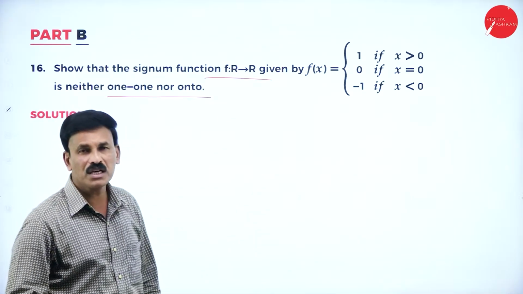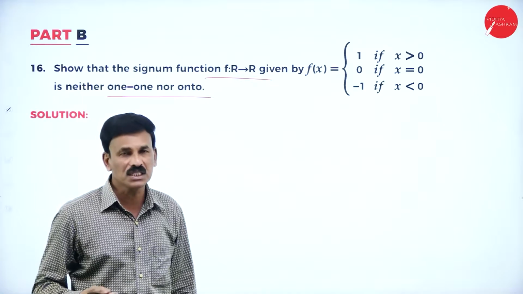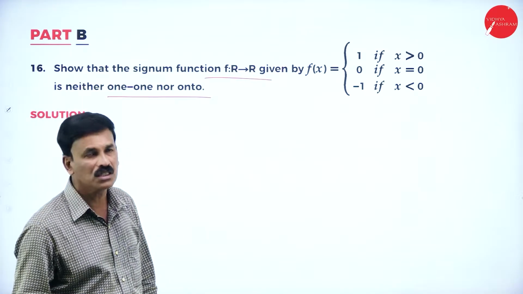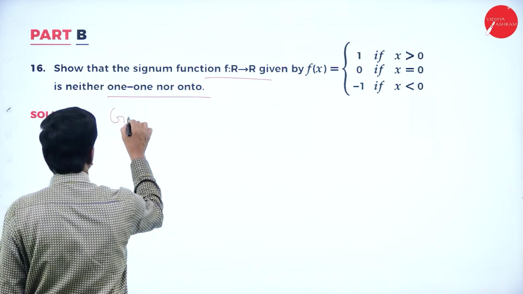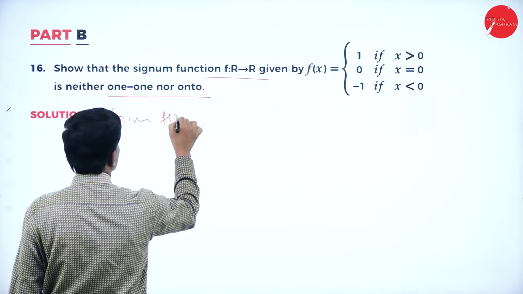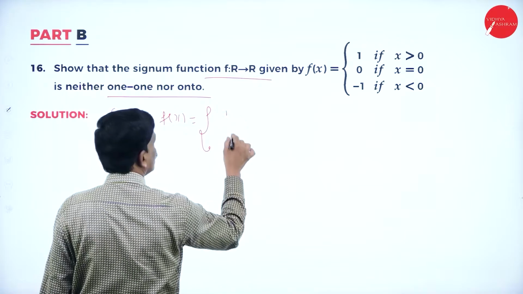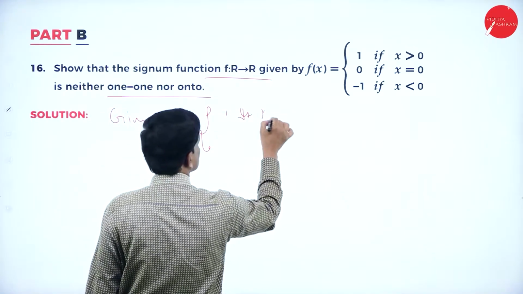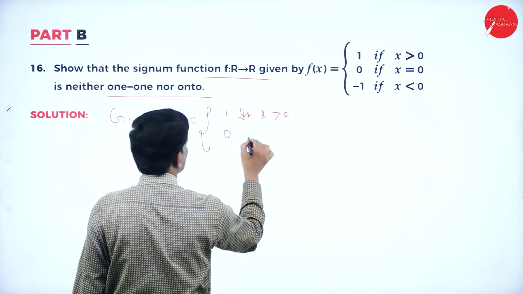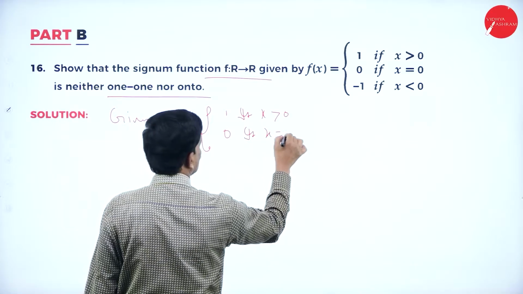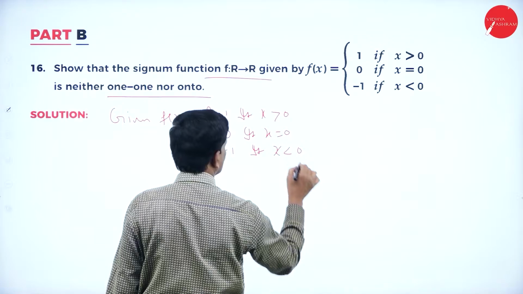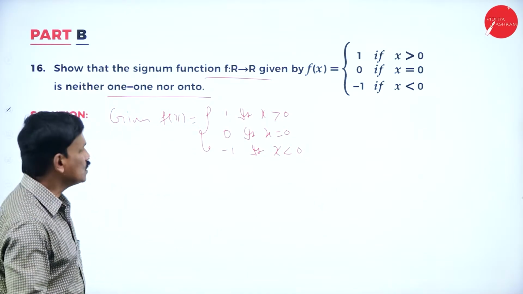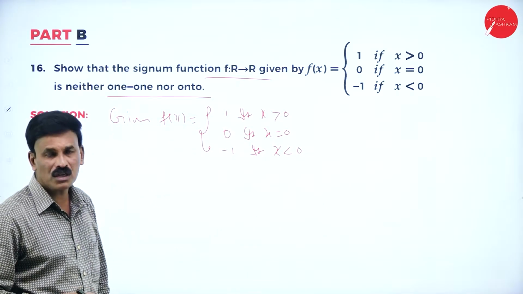You are much familiar with this problem. The signum function is neither 1-1 nor onto function. Now what is given? Given f of x is equal to 1 if x is greater than 0, 0 if x is equal to 0, minus 1 if x is less than 0. Now we have to verify whether this is 1-1 or onto function.